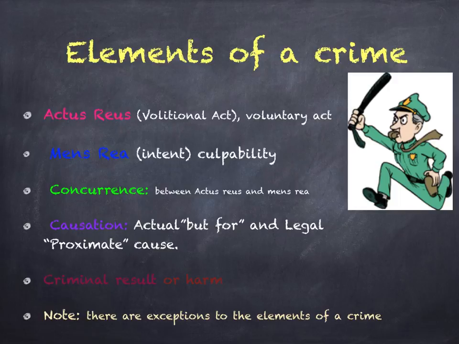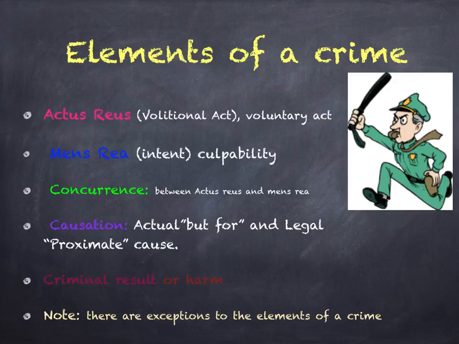The elements of a crime. Actus reus, that's the voluntary act. Mens rea, intent, culpability. Concurrence, which must be between actus reus and mens rea. Causation, actual but-for cause and legal proximate cause. There are entire chapters on each of these segments, and of course you've got your criminal result or harm, and there are exceptions to this, where omissions to act are not part of the crime.